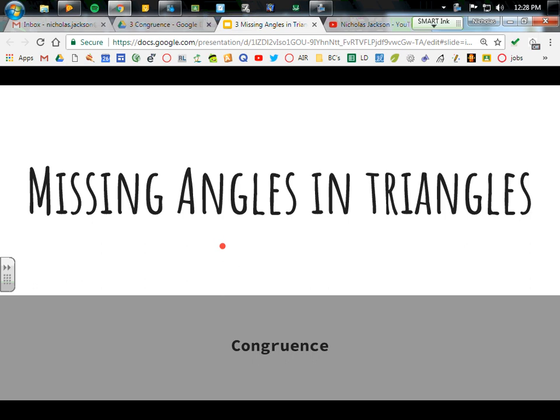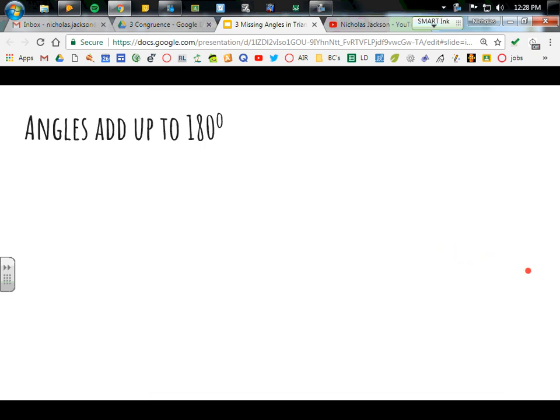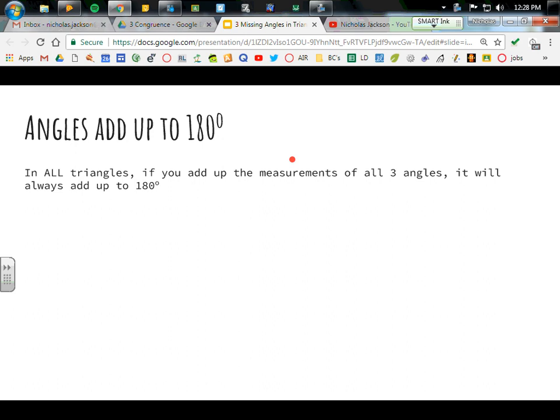So today we're going to take a look at how to find missing angles in triangles. All right, this is a major point. This is a big thing. All angles in all triangles ever, for the rest of time, will add up to 180 degrees. Every single triangle that has ever existed, if you add up all three of the angles, you're going to get an answer of 180 degrees. And we can use that information to our benefit.